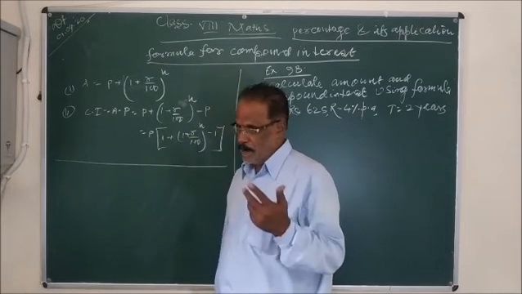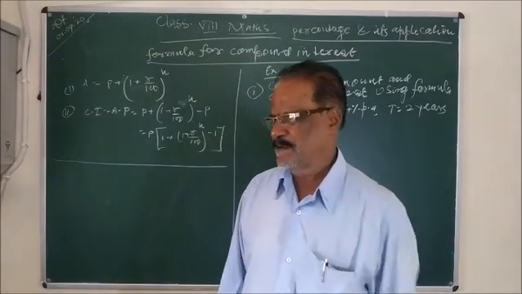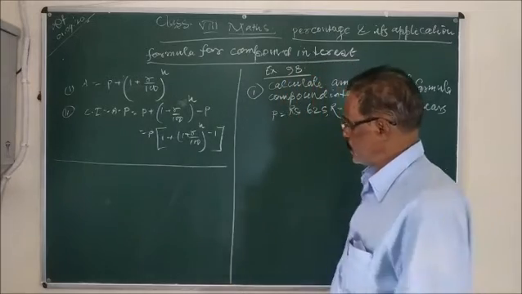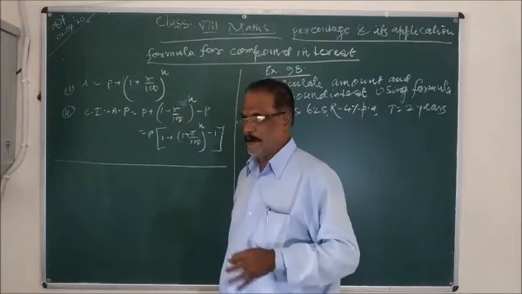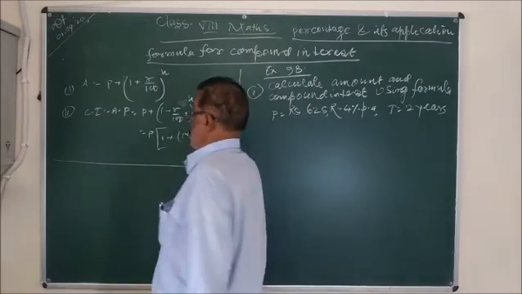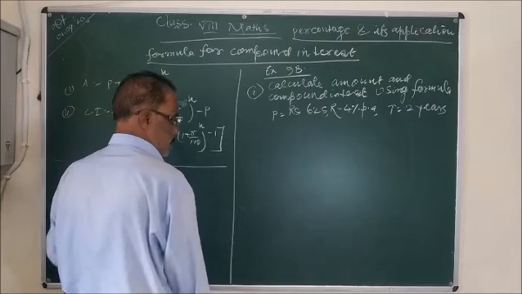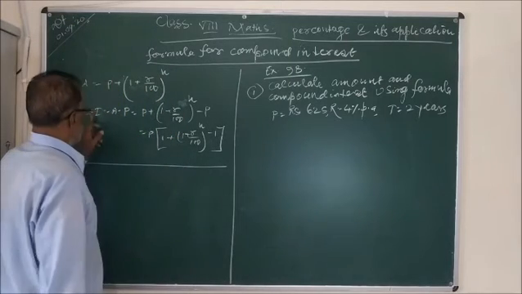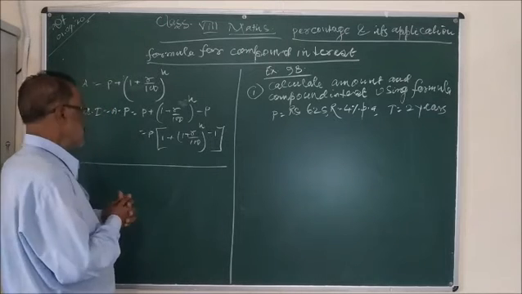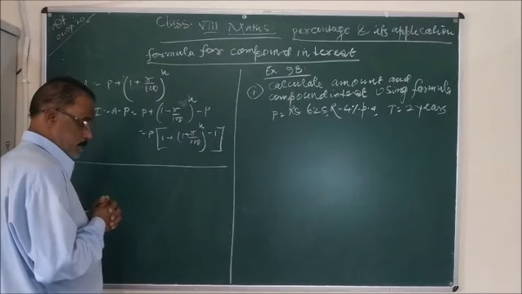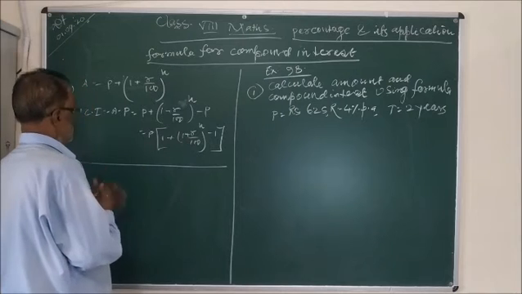A is the amount, which I have already explained: the sum of principal and interest is called the amount. P is for principal, R is the rate, and n is the number of periods, that is, time. CI is short for compound interest, and simple interest we write as SI. So CI is equal to A minus P. Amount minus principal gives you the compound interest.